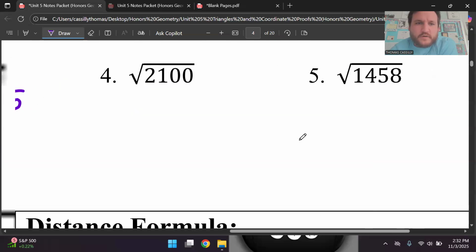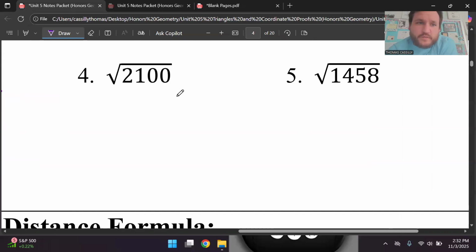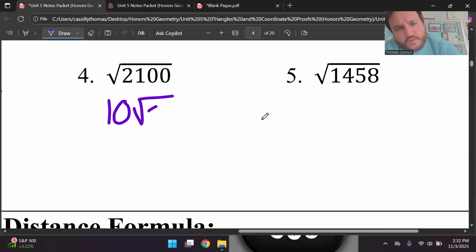I don't want to do these next ones, so I'll leave those to you. I don't know what the answers are off the top of my head, but these will simplify into something. This one is going to be 10 square root of 21, and then the next one, I don't know what that one is, so I'll let you guys figure that one out.